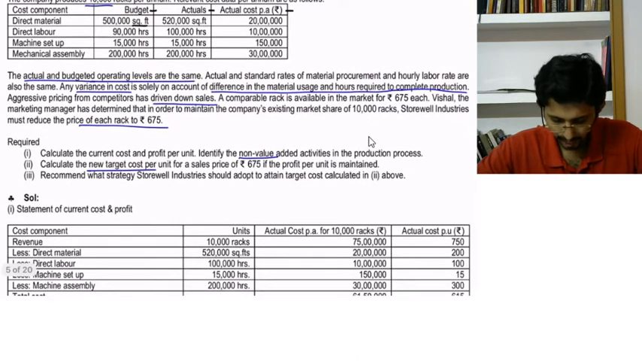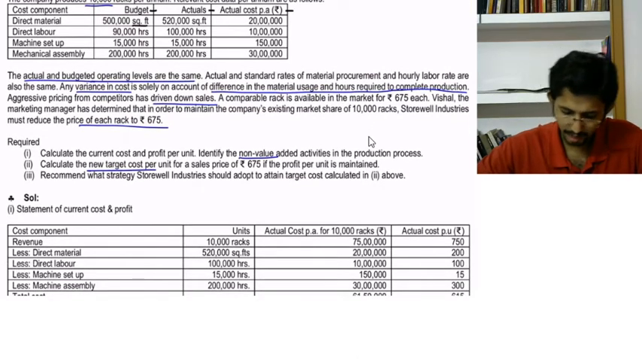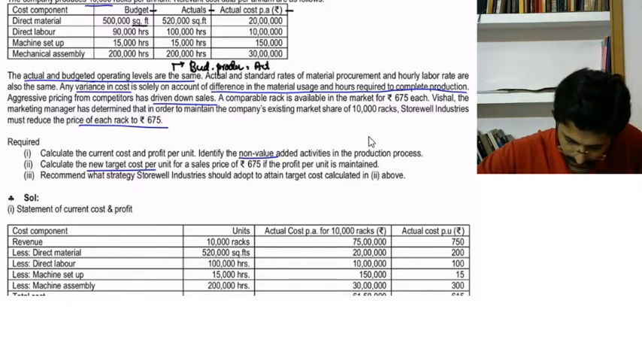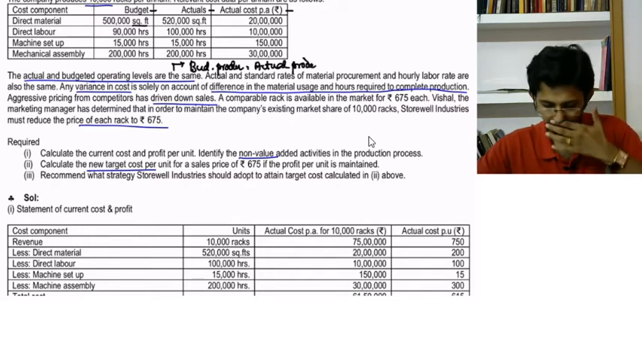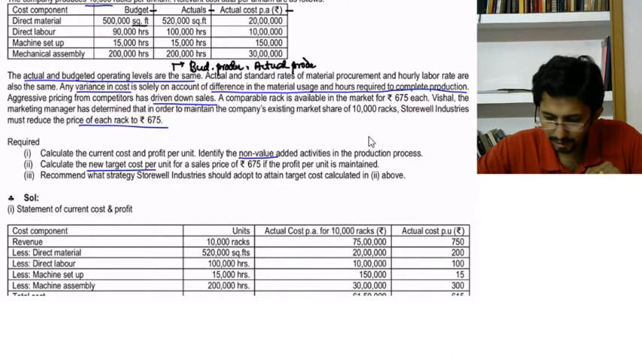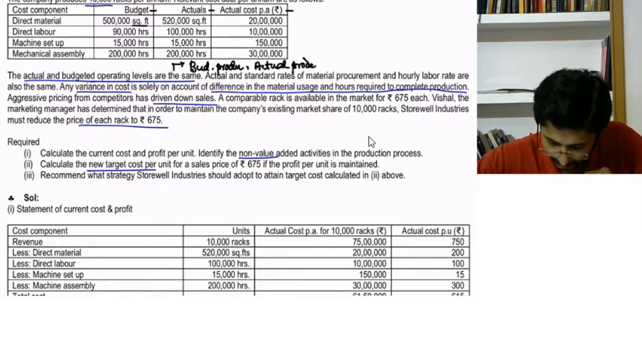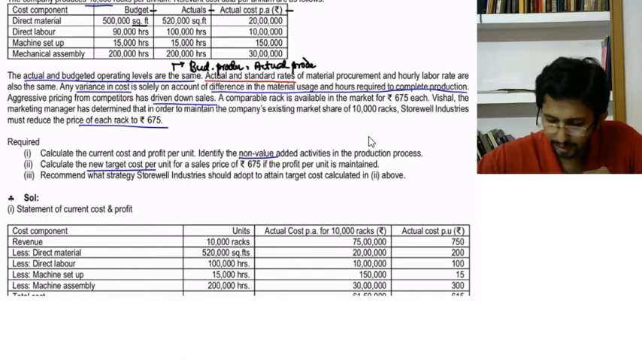The actual and budgeted operating levels are the same, which means what? The budgeted production is equal to actual production, right? Budgeted production is equal to actual production. Okay. Actual and standard rates for material procurement and hourly labor rate are also the same. We'll underline this.